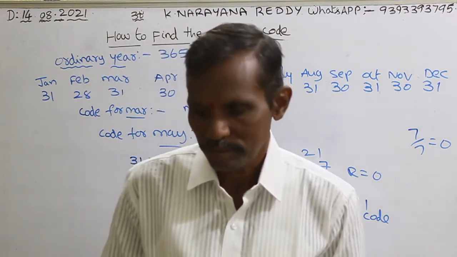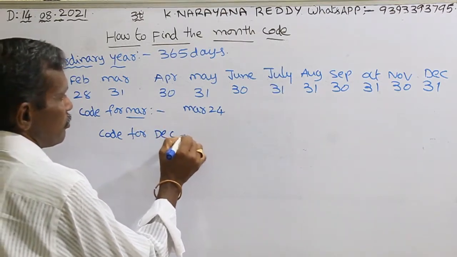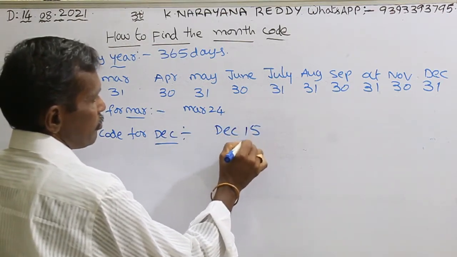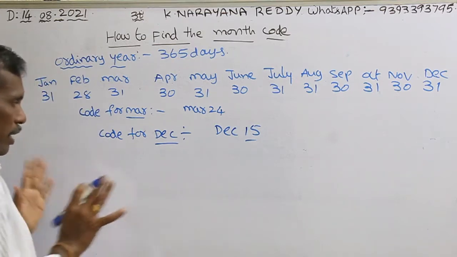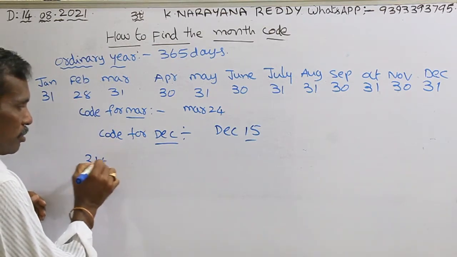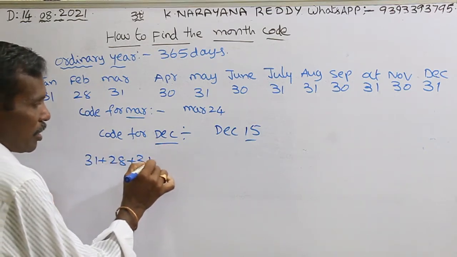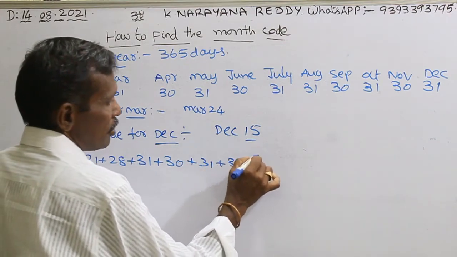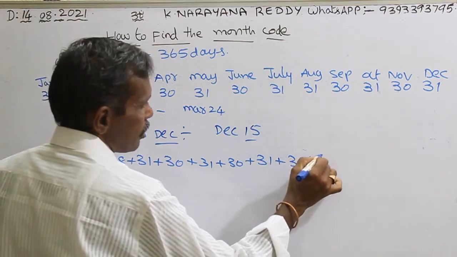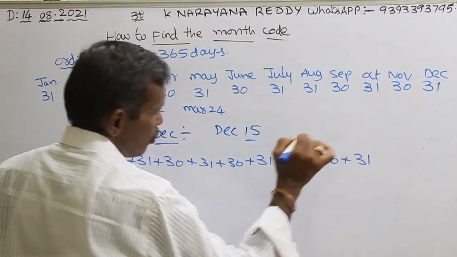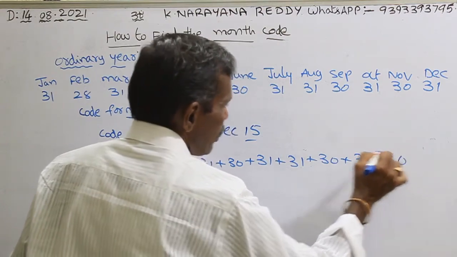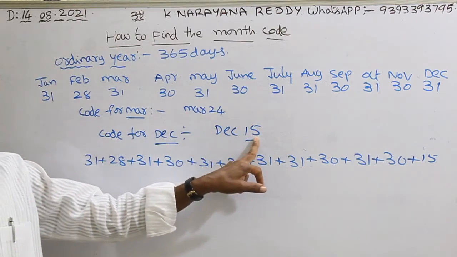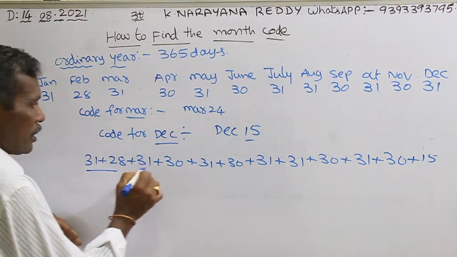Yes or not? Now find the code for December. Okay? Take some December 15 for example. December 15. Now Jan, Feb, March, April, May, June, July, August, September, October, November, December 15th. That's all. Because we want it up to December 15th. That's all. Okay. Now add all these things.